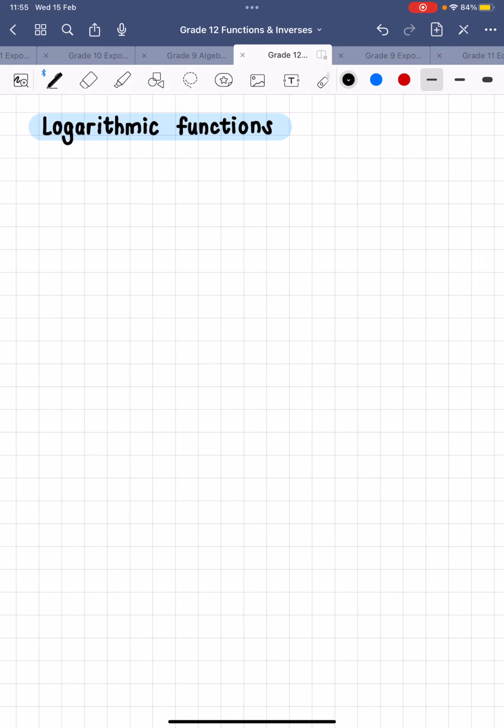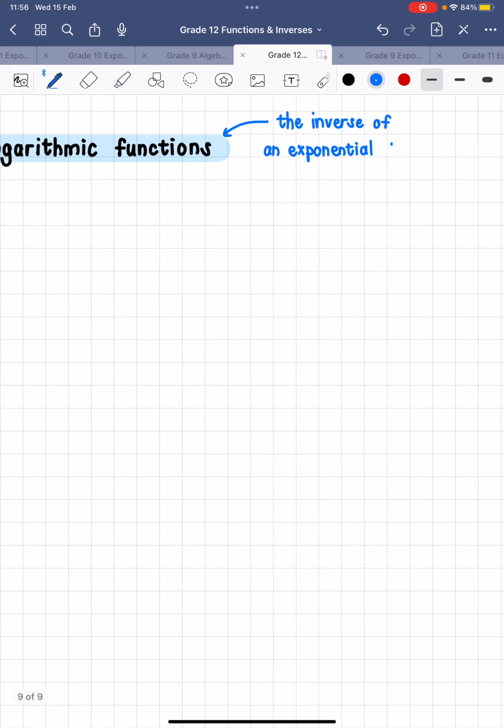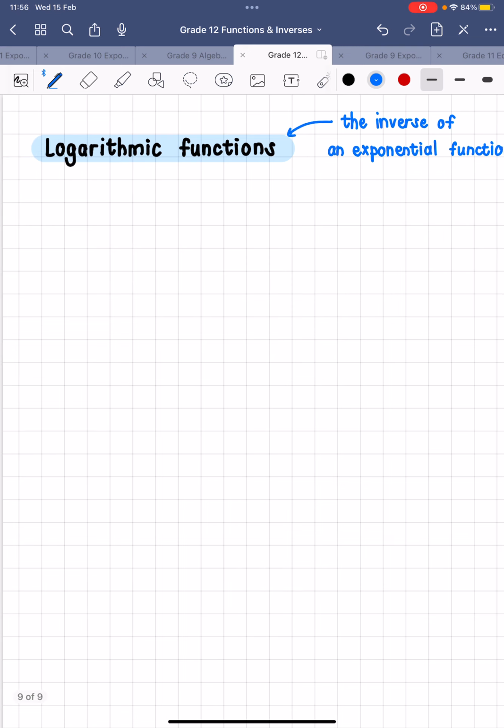Good morning, grade 12s. Today we are going to be talking a bit more about log functions or logarithmic functions. Now, from yesterday's lesson, I hope that you remember that a log function is always the inverse of an exponential function. So I'm just going to write that next to the heading. All right, the inverse of an exponential function.